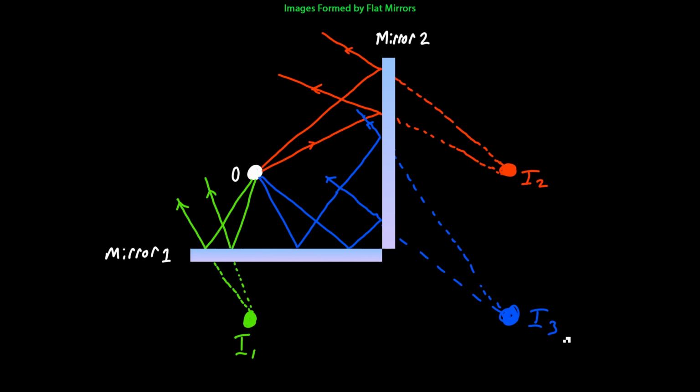So in the next couple of lessons, we're going to talk about convex and concave mirrors and something called the focal point or the focal length.